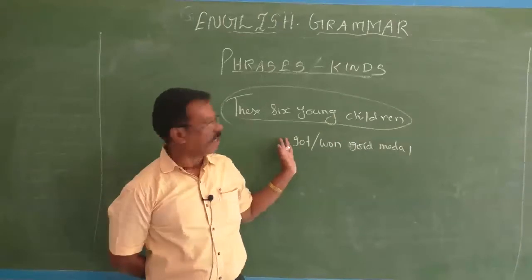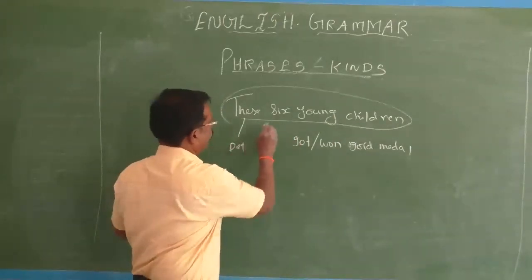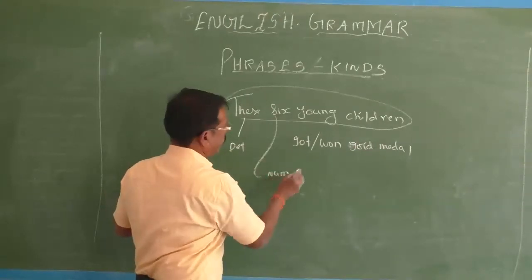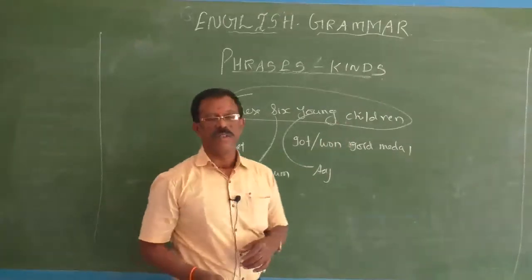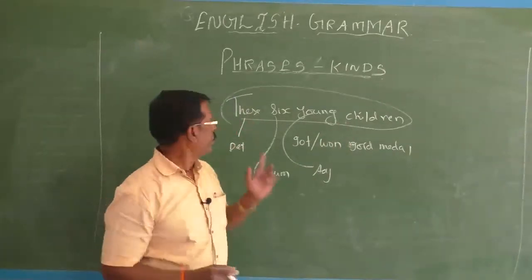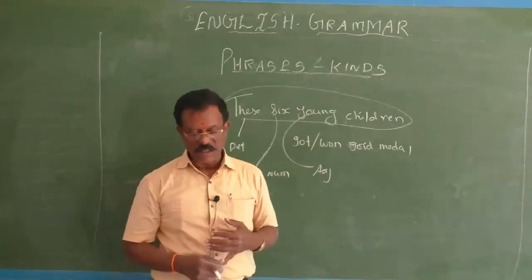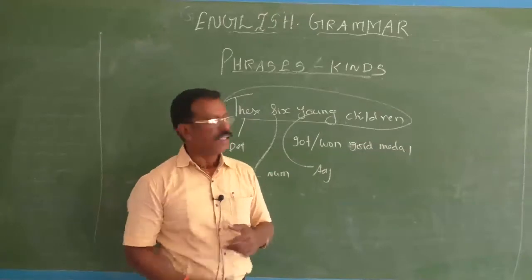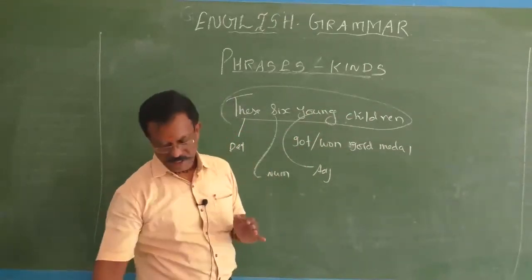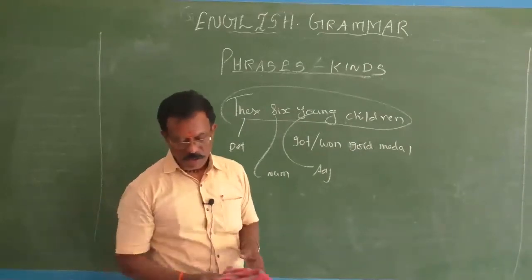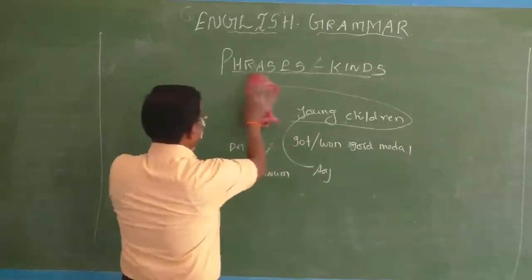So determiner, 6 is a number. This is a determiner, this is a number, this is an adjective, and children is the head word. So in this noun phrase, we have a determiner, a number and an adjective. They are all called pre-modifiers because they are used before the noun. Sometimes you may have post-modifiers also in a sentence. How can you have such types of sentences?